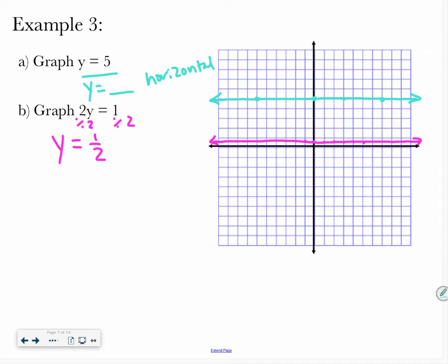What if I had given you an x equals 3? When you have an x equals a number, you find your x value of 3, and it's anywhere. Doesn't matter what your y value is. Your x equals 3 is going to be a vertical line. So x equals a number, that is going to be vertical. Okay, that's your undefined slope.